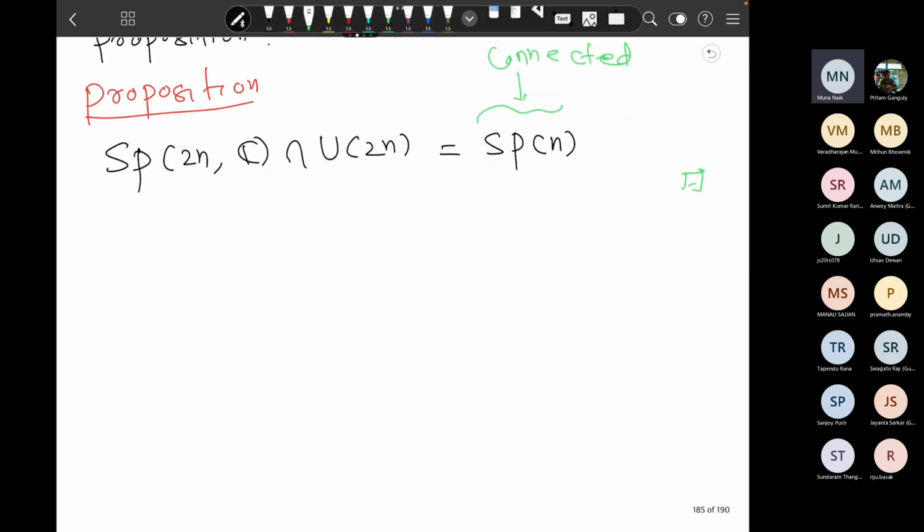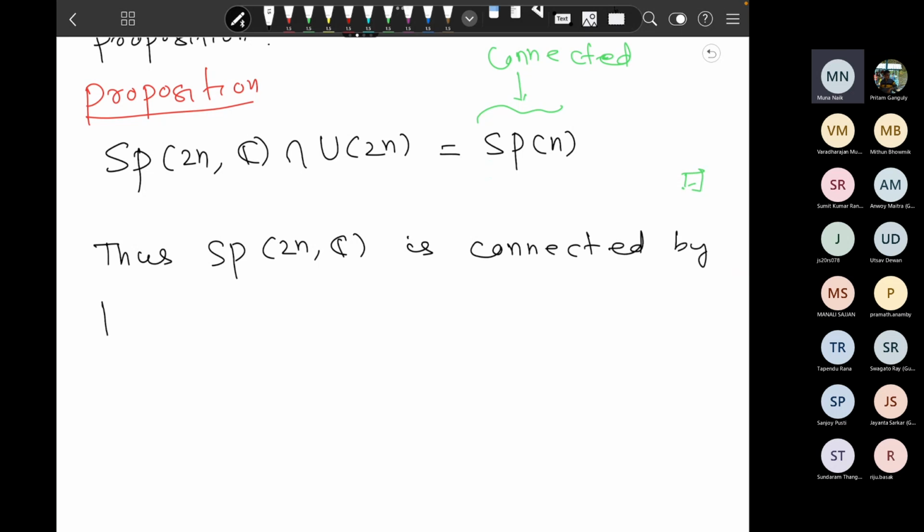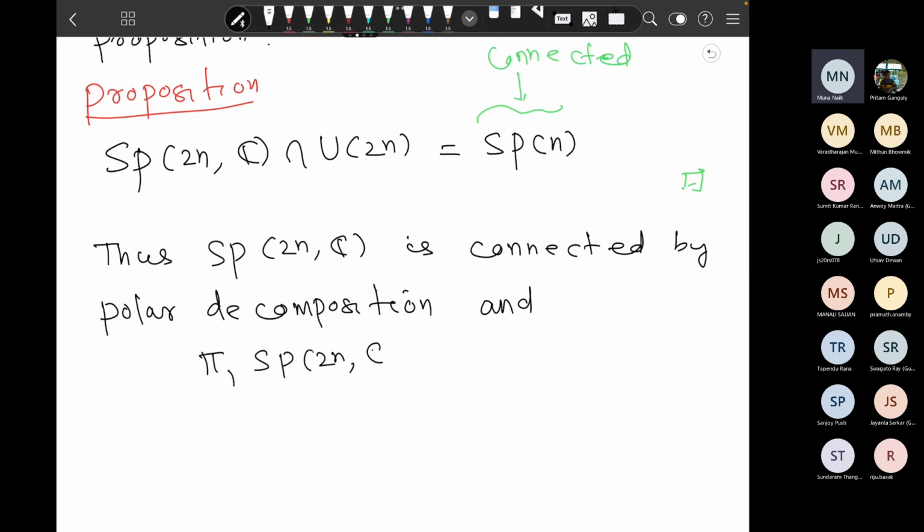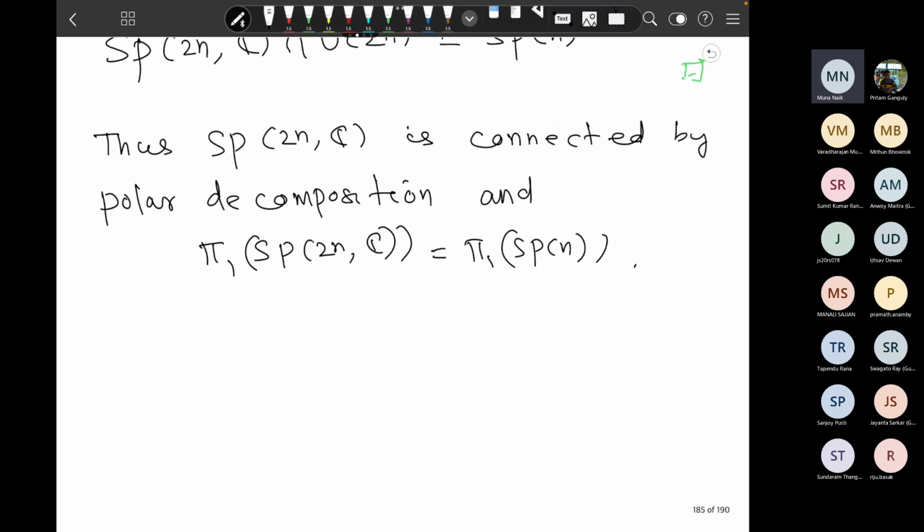Now Sp(2n,C) is really pseudo-algebraic and closed under conjugate transpose. So thus Sp(2n,C) is really connected by polar decomposition. And pi1 of Sp(2n,C) is really pi1 of Sp(n). Now this is the thing actually.